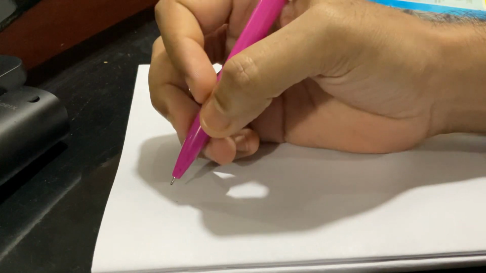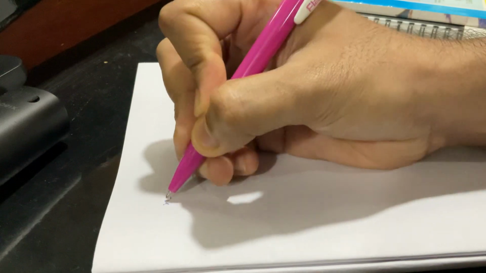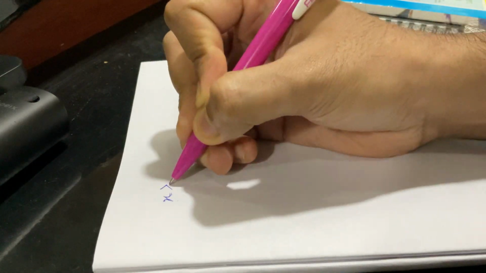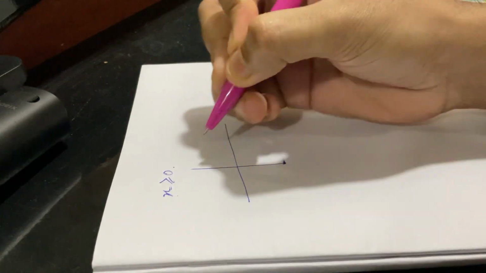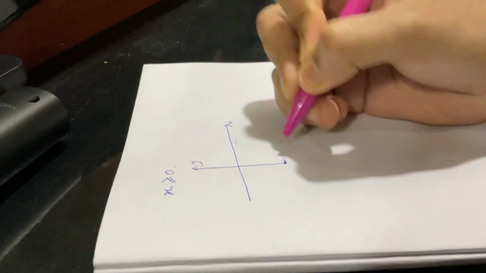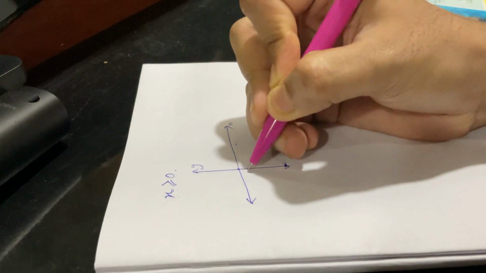Today we'll be looking into how to plot a linear inequality graph. Specifically, let us start with the regions when we say that x is greater than or equal to 0. We'll take a graph like this, with the y-axis and x-axis, and this is the origin over here.